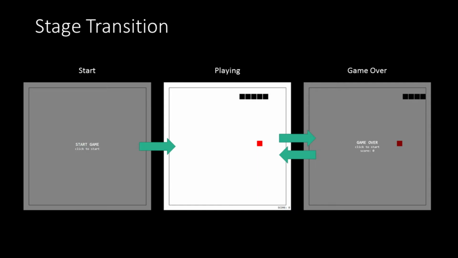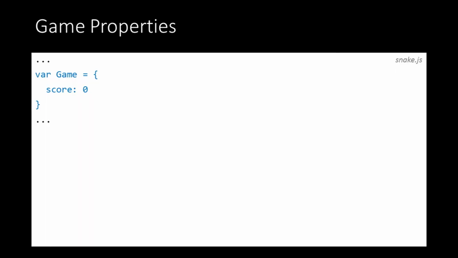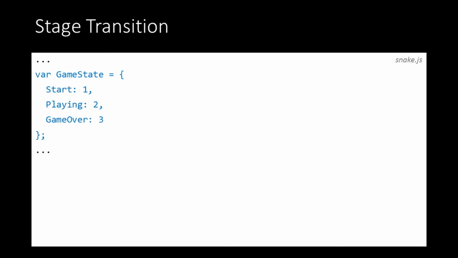Now this game has 3 stages. The first one prompts the user to start a game. The second occurs while the user is playing. And the third shows a game over screen, which also displays the score. We'll start off by creating a game object. For now, the only property in it is the score. We'll create a game state object containing the 3 stages, and we'll add the state property to the game object.